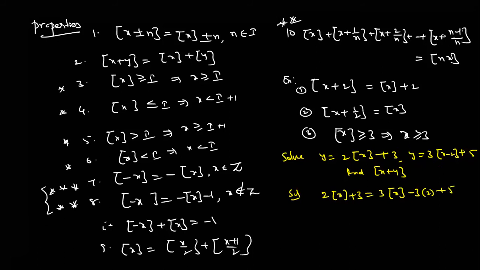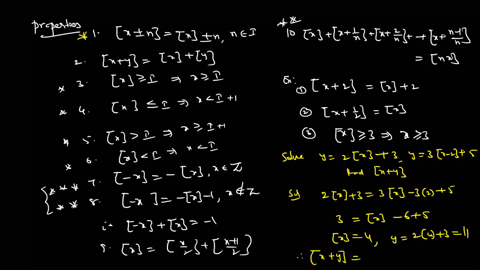Accepting all of you? How? Property number 1, see. Because minus 2 is also an integer. So what is the result? 3 is equal to integral part of x minus 6 plus 5. So please tell me, what is the integral part of x, anyone? 4 is coming. See carefully. So integral part of x is 4. Then what is the value of y? 2 into 4 plus 3, that is 11. Therefore, integral part of x plus y, both are integers. You can write directly 4 plus 11 is equal to 15. That is the answer.